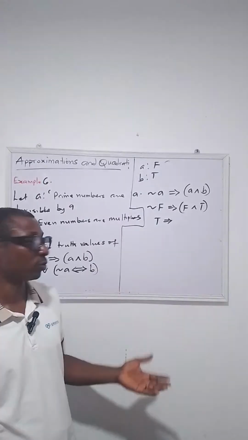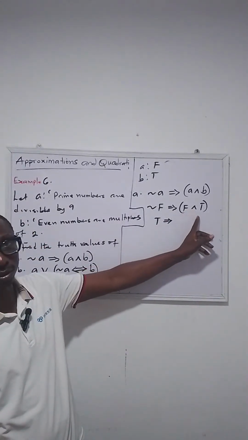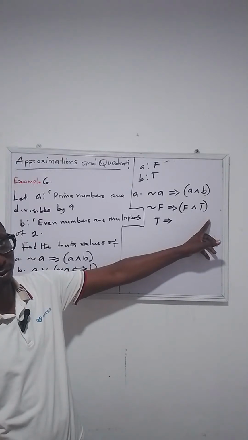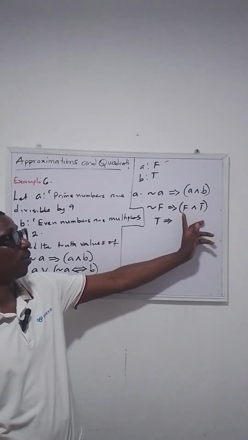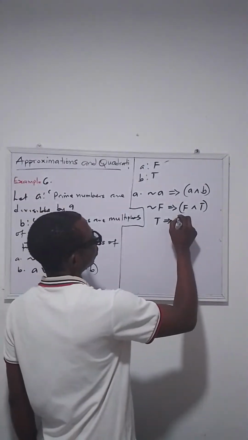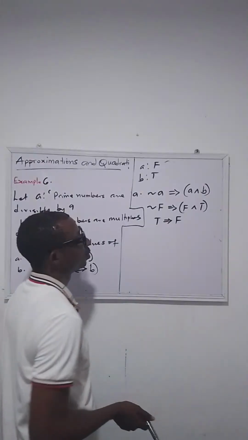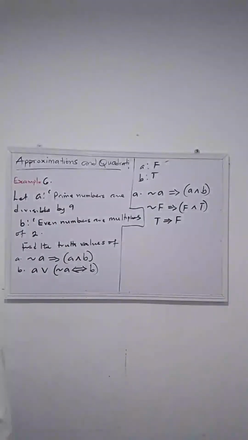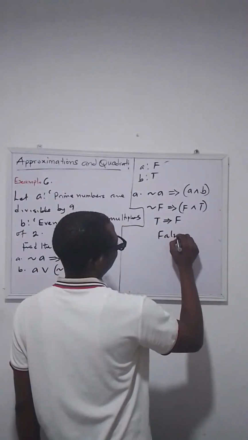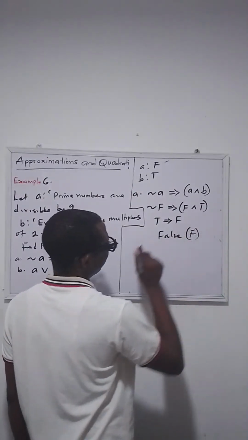The word and is very strict. For us to have a truth value of true, the two statements must be true. Otherwise, it's going to be false. So what we have in the bracket here is false. So, true implies false. That's false. So, the answer here is false. That's the answer to that problem.